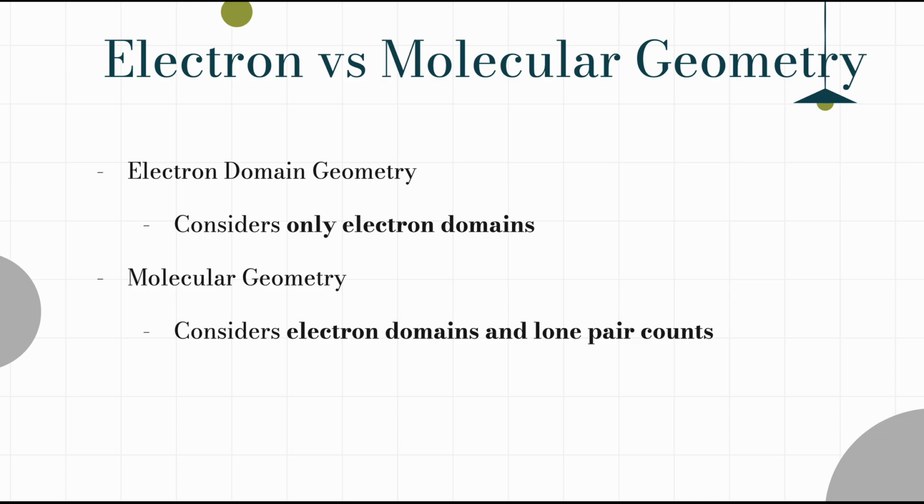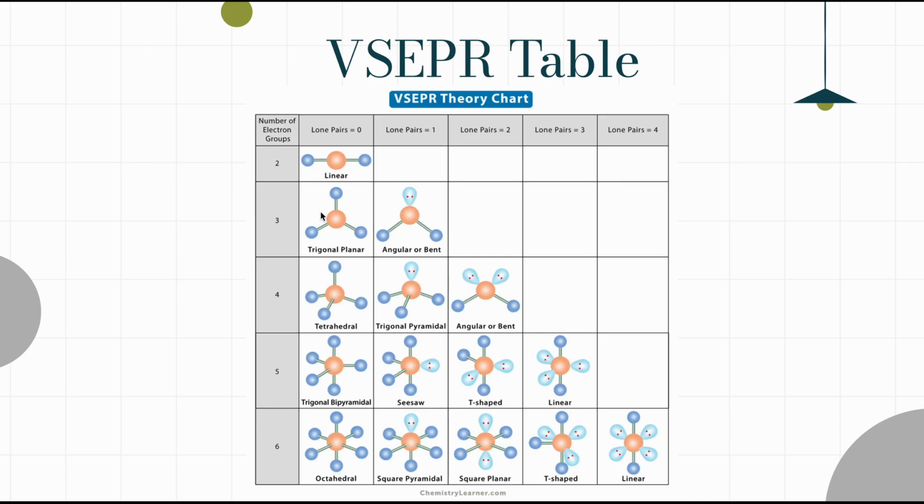Let's look at this on the VSEPR table. So this is the VSEPR table, or the VSEPR chart. This shows the relationship between the number of electron domains and the number of lone pairs in a molecule and its resultant 3D geometry. As you can see here, a molecule with 3 electron domains and 1 lone pair will result in an angular or bent geometry, and a molecule with 5 electron domains and 3 lone pairs will result in a linear geometry.